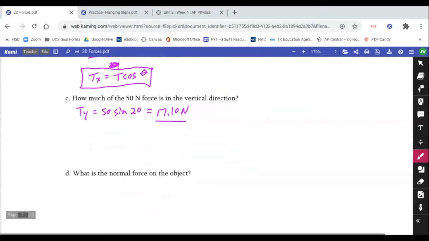But what's more important is the normal force. What is the normal force on this object? Now, before I scroll back to the picture, is the normal force balanced with the force of gravity for this object? Yes or no? Talk to me.